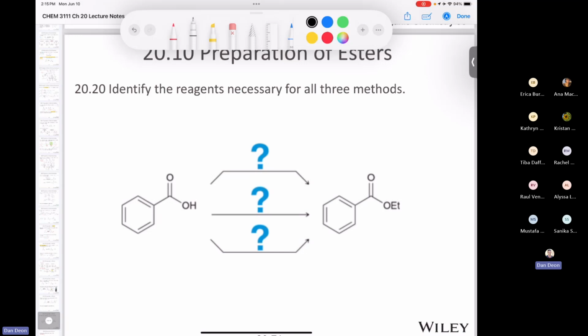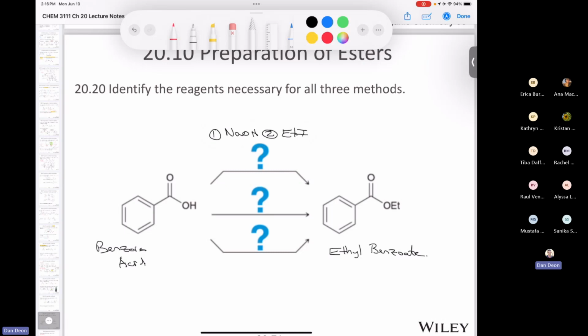The first one that we saw was, let's say you want to make this ethyl ester. So this would be called ethyl benzoate, if we practice our nomenclature. And of course, this is benzoic acid. The first one was to treat it with a base like sodium hydroxide and then to use ethyl iodide as an electrophile. So that works really well. So we'll put that here. Okay, that's the first one.